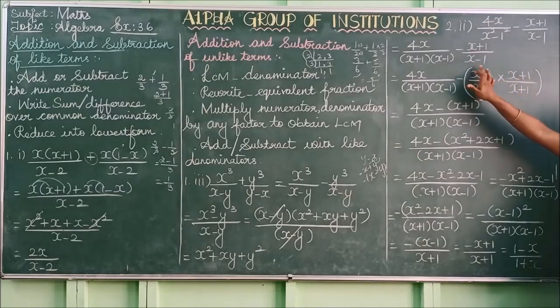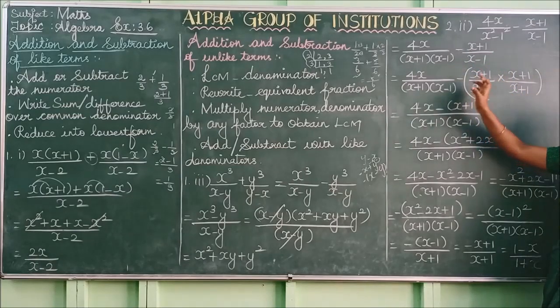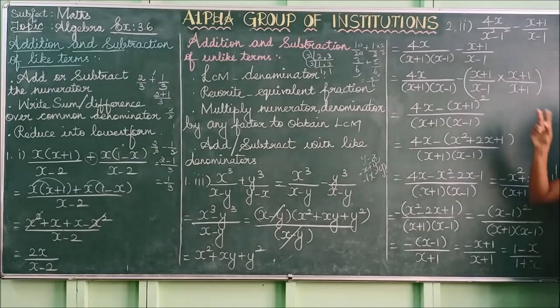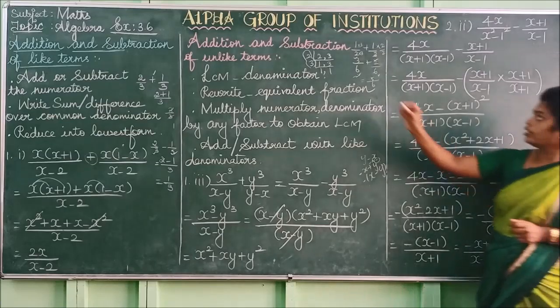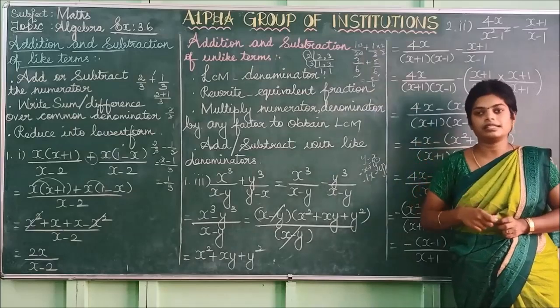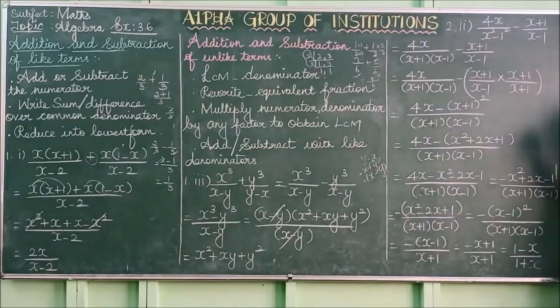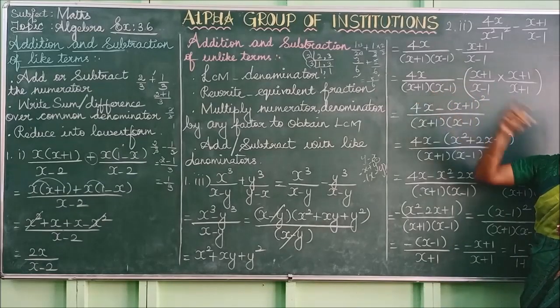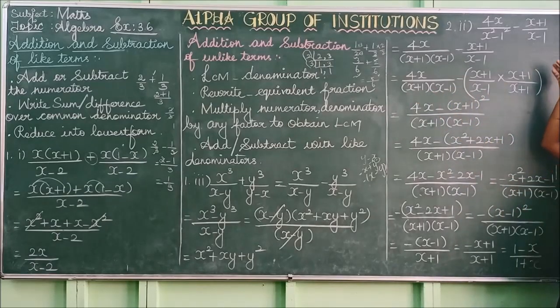x plus 1 divided by x minus 1. So here the first term has x plus 1 and x minus 1, two terms, but for the second term only x minus 1 is there. To get an equivalent fraction, you have to multiply as well as divide by the same number. Here, what term is missing? x plus 1 is missing. So you multiply as well as divide by the same term. I am multiplying x plus 1 and also dividing by x plus 1.